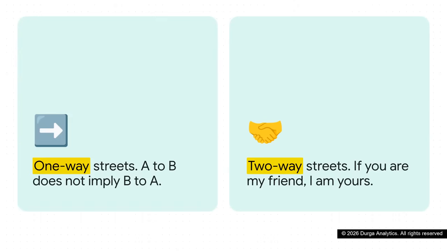Simple, right? But in a directed graph, edges are strictly one way. An edge from A to B doesn't mean you can travel from B back to A. It's like a one-way street, or following someone on social media. You can follow them, but they definitely don't have to follow you back.